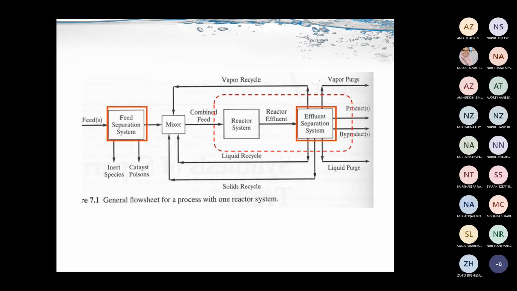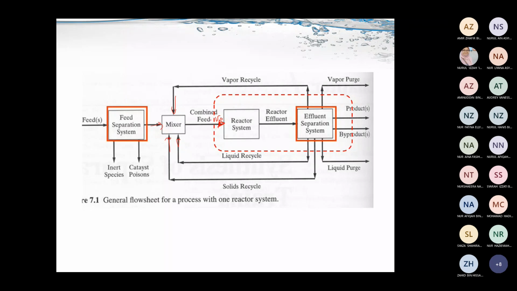Let's say this is a general flow sheet for a process with one reactor system. We have a feed here, a separation system, and then we mix here. Usually for the reactor system we want a single inlet only. That's why, if there is a mixer in the question, you have to find the new V0 here. You cannot use the one from the mixer, because the mixer has more than one inlet. So you have to combine, recalculate and get the new V0.